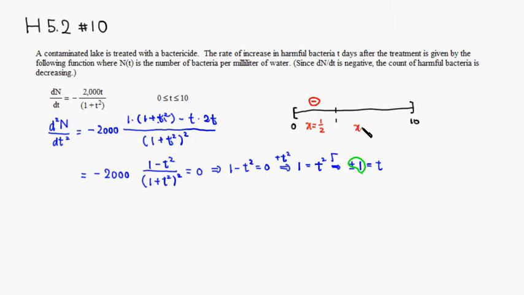For t anything bigger than 1, I'll try 2. If you plug in 2 here, 1 minus 4 is negative, and with the negative in front, it's going to be positive. So if you look at the second derivative of N with respect to t, those are the signs. So the derivative of N is decreasing before 1 and increasing after 1, which tells us that at the critical number 1, we're going to have a local minimum, actually a global minimum, which is what we are looking for.